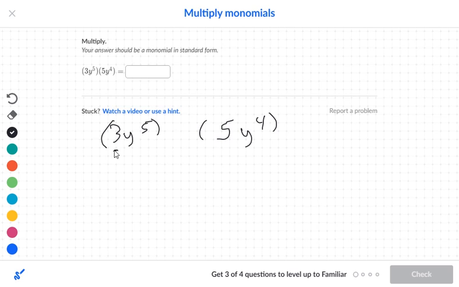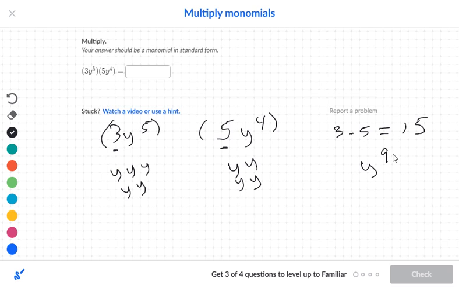So what we're going to end up doing is we're just going to multiply the numbers first. So you're just going to take 3 times 5 is 15. But you do not multiply your letters. What you want to do is count your letters, list your letters out. So you physically have 5 letters here, and you physically have 4 letters here. If you count this out, you see that you have 5, 6, 7, 8, and 9. So your total is y to the ninth.